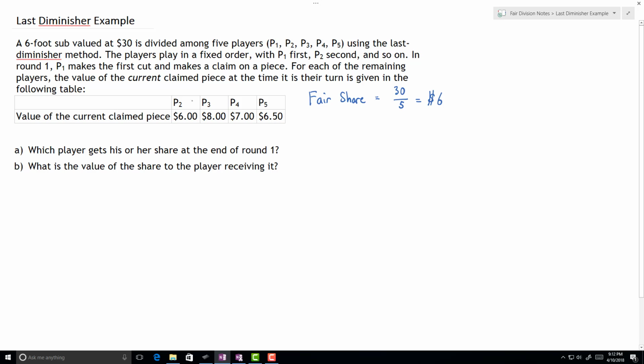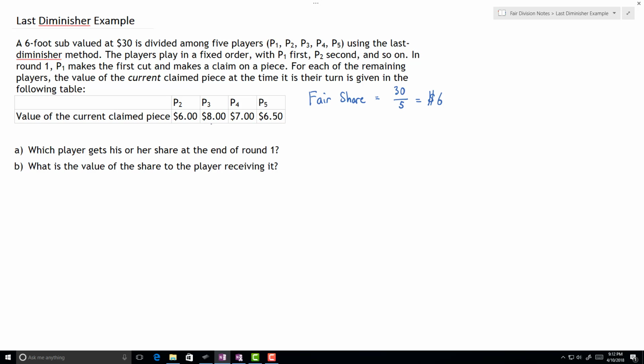Person 1 makes the cut, person 2 gets to examine it. This is a $6 piece, so person 2 will claim it. Since it's worth $6, they'll just trim a couple of crumbs off, maybe a piece of lettuce, and claim the sub. So person 2 has it now. As you're going through this table, one thing to understand is that not everybody sees the same piece. The value for person 3 is $8. That's the new trimmed piece, not the one person 2 cut, and not the one person 1 cut.